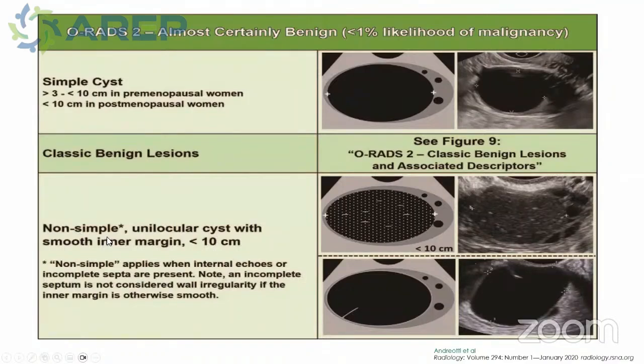And unilocular, but a non-simple cyst. When we say non-simple, it means the internal content of the cyst is not anechoic. There can be internal echoes, as we see here on this image, or there can be an incomplete septation. However, the wall is smooth. It's not irregular.